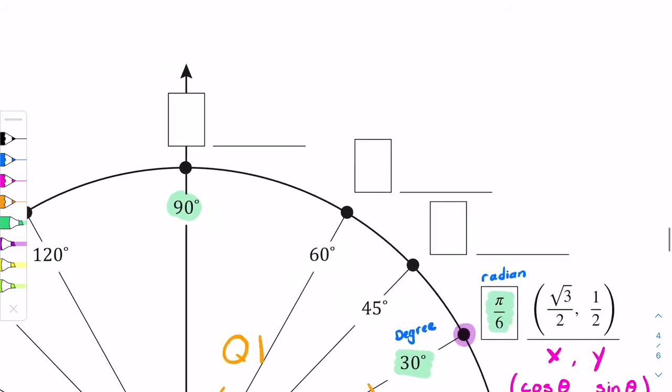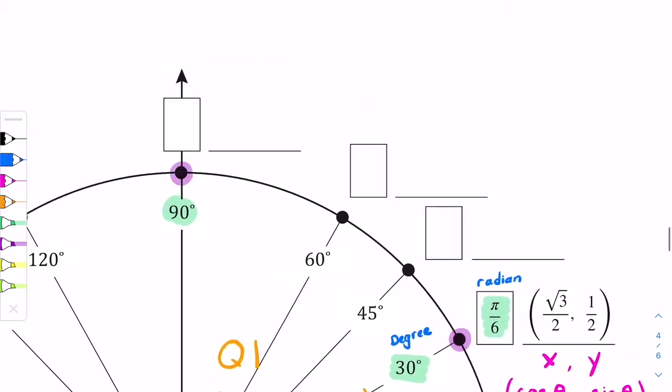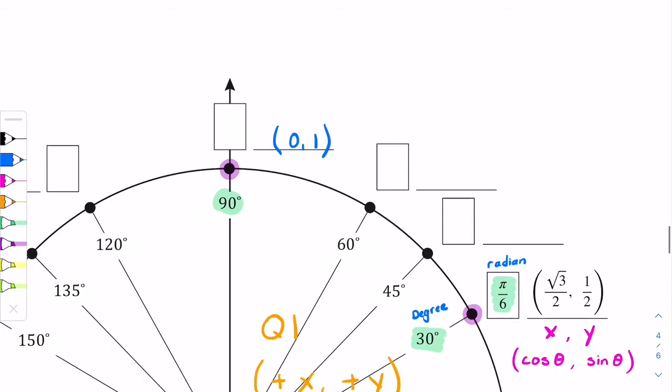So think back to the last lesson. What is this point? Just to give you a heads up on this one, this point is at (0, 1). And 90, if we convert that to radians, is pi over 2. If I was to ask you the cosine value of 90, cosine is your x value, it's 0. If I was to ask you the sine value of 90, your sine value is 1.